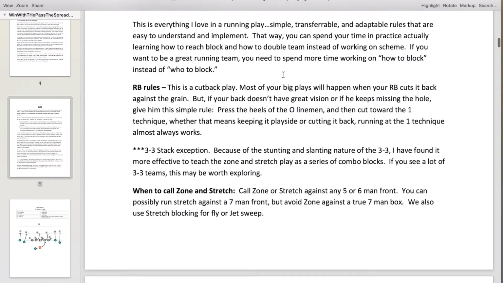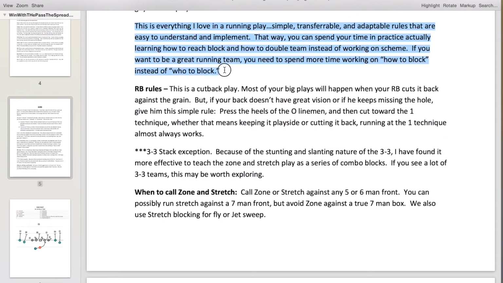I want to highlight this. I said this at the beginning, but everything I love about a running play: it's simple, it's transferable, it has adaptable rules. It's easy to understand, and it's easy to implement if you understand these rules. And this is so important, guys, write this down, or highlight it in your playbook if you have that out.